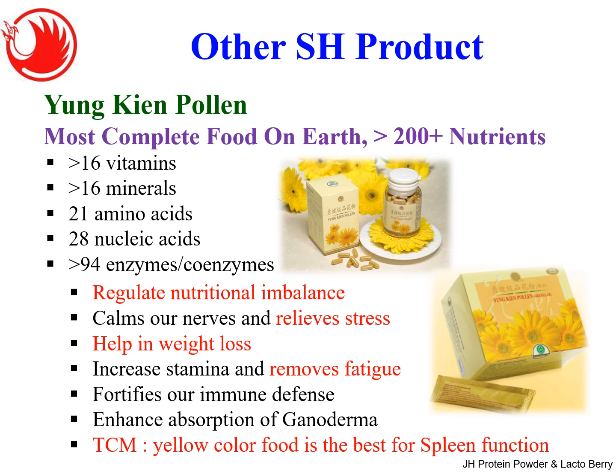The nutrients include more than 16 vitamins, more than 16 minerals, and 21 amino acids, 28 nucleic acids, more than 94 enzymes and coenzymes. Some of the benefits are regulating nutritional imbalance, calming our nerves and relieving stress, helping in weight loss, increasing stamina and removing fatigue, fortifying our immune defense, and enhancing absorption of Ganoderma.